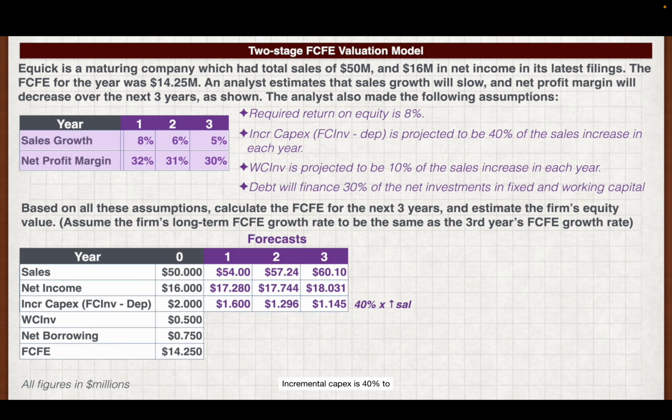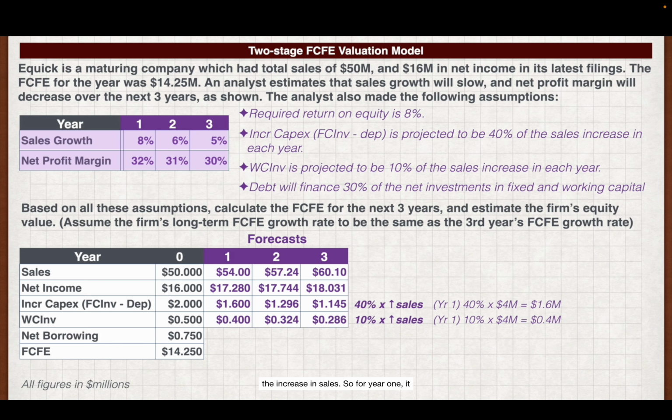Incremental CapEx is 40% of the increase in sales. For example, the forecast increase in sales in year 1 is $4 million, so 40% of that is $1.6 million. Likewise, working capital investment is 10% of the increase in sales. So for year 1, it is $0.4 million.